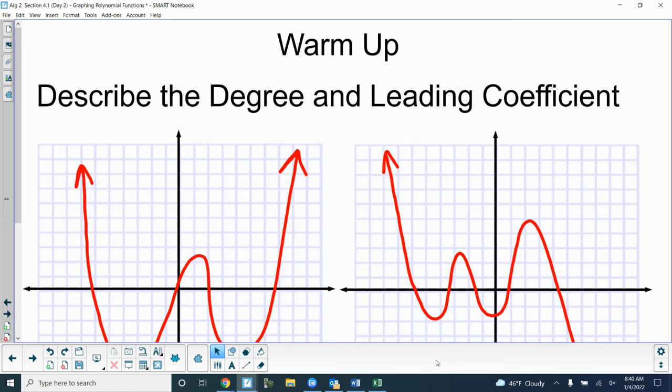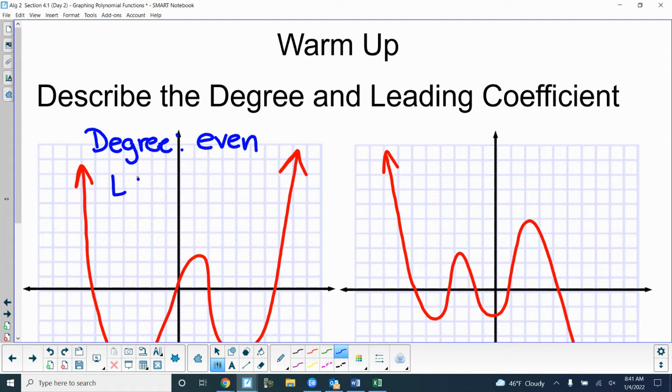All right, doing the warm up real quick together. When we describe the degree and leading coefficient, we're just looking for degree being odd or even and leading coefficient positive or negative. Okay? So, since they go in the same direction, what's the degree going to be? Odd or even? Even, right? When they go the same direction, degree is even.